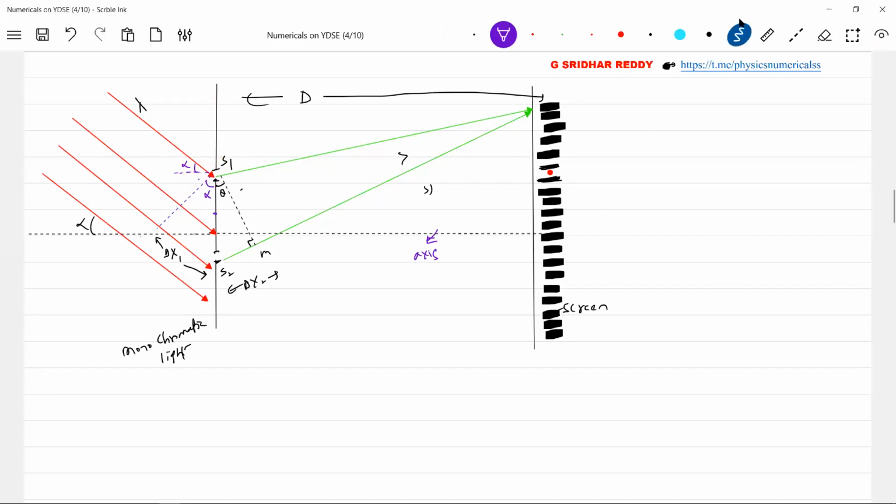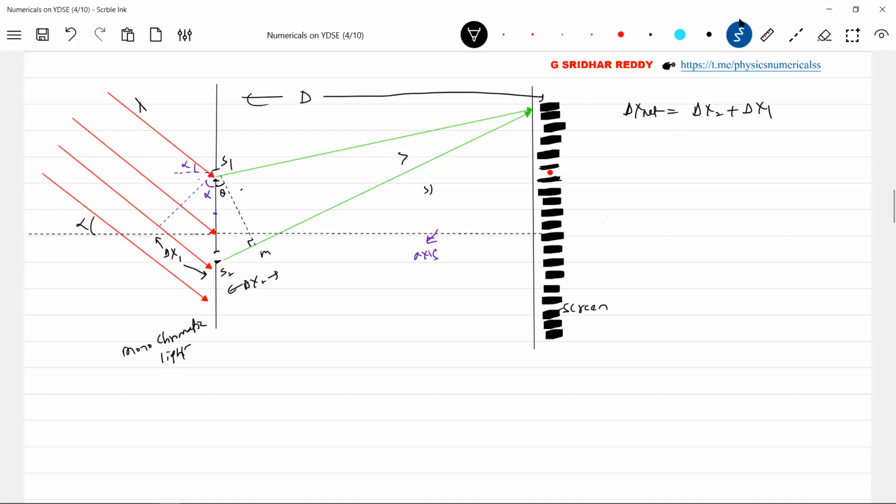Now the net path difference. So O will cover more path before the slits, the ray passing through slit S2. O will cover more path after the slits, again the ray 2. So therefore the resultant path difference, I'll add up. Earlier we took the difference. So now we are going to add up.